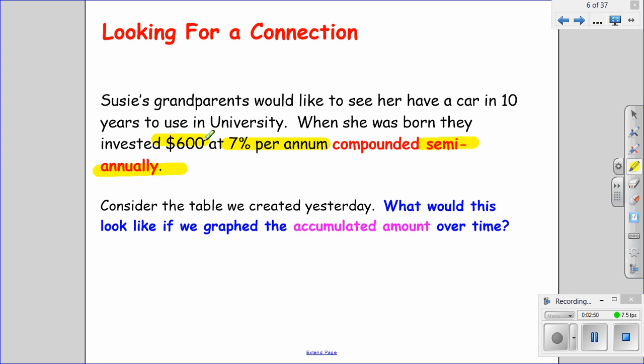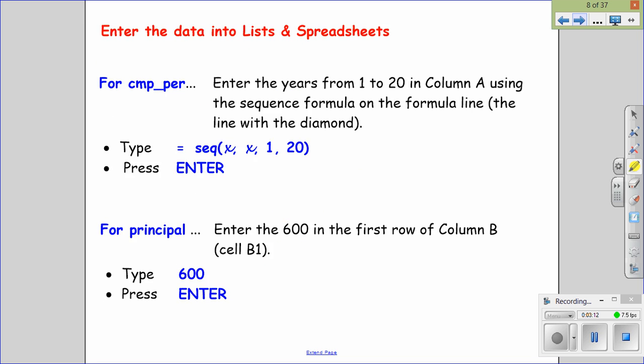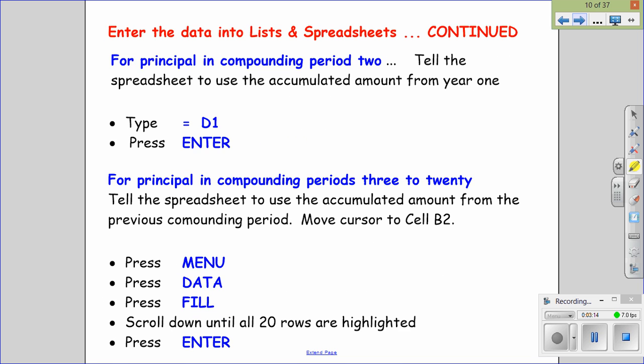The base of the power was 1.035, and we know we always start with 1 plus something if we're increasing, and it's 1 plus, well, yesterday we used R, which is 7%, but we only added 0.035. So what did we do? We divided R by 2. So we did 1 plus R over 2.